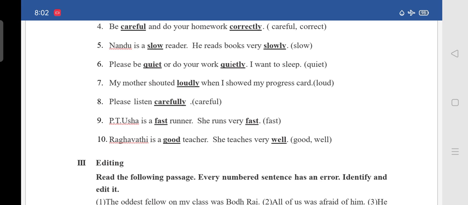Tenth. Ragavati is a dash teacher. She teaches very dash. In the bracket, what have they given? Good, well. So what will you be writing? Ragavati is a good teacher. She teaches very well.